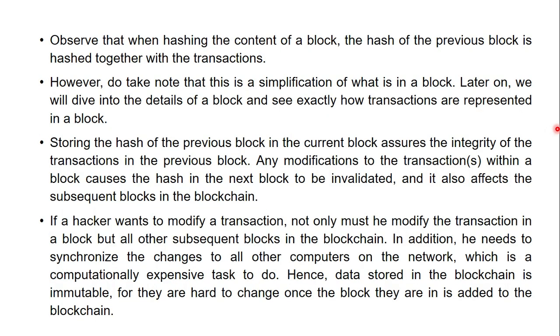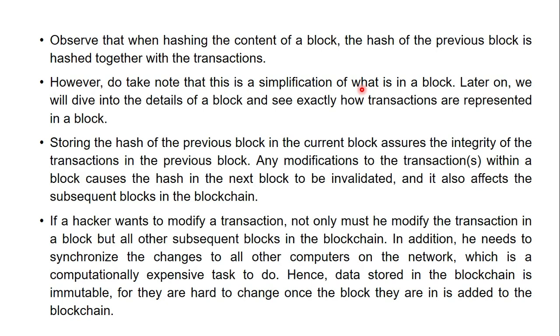Observe that when hashing the content of a block, the hash of the previous block is hashed together with the transactions. As I've already explained, that hash will also be included in the new hash that will be generated from the new block, right? I repeat, the hash generated from the previous block will be used to create the hash of the current block. However, do take note that this is a simplification of what is in a block.